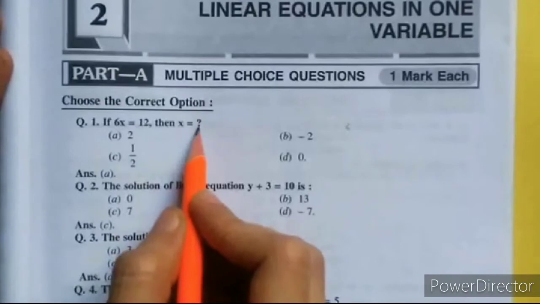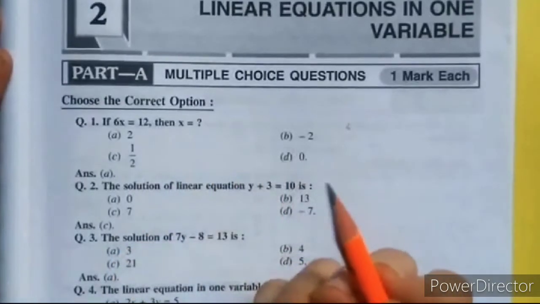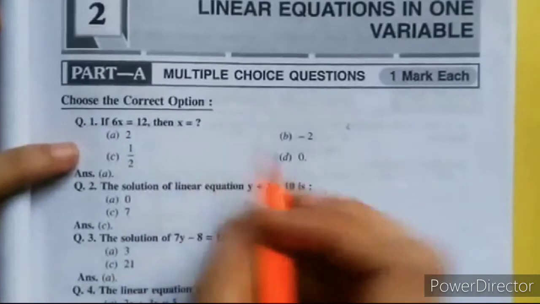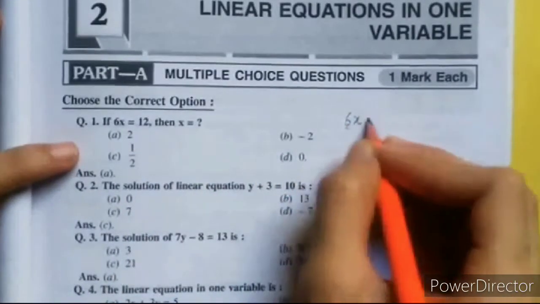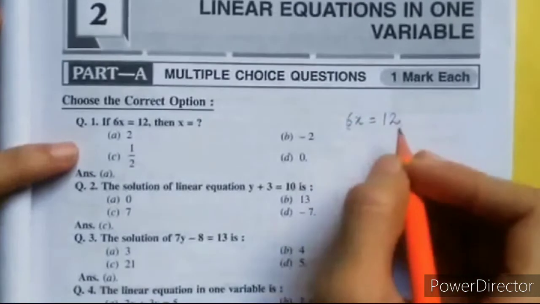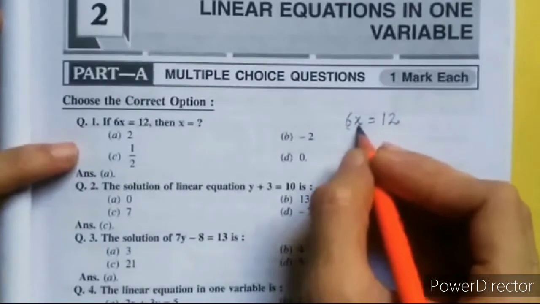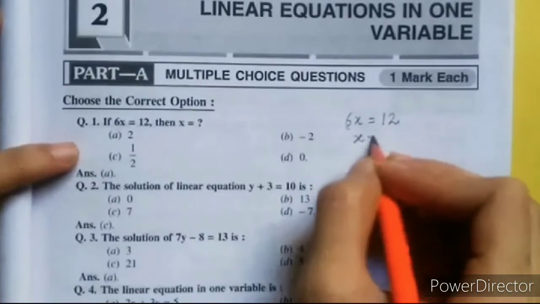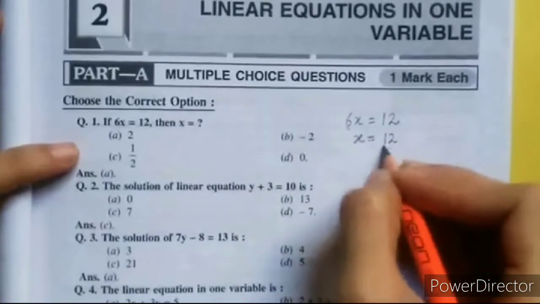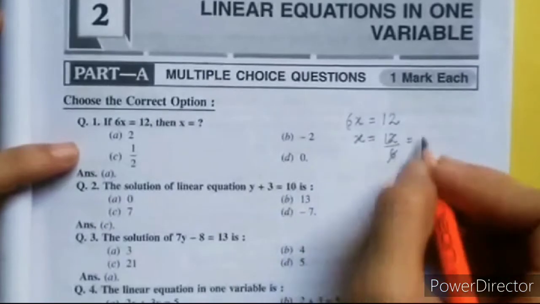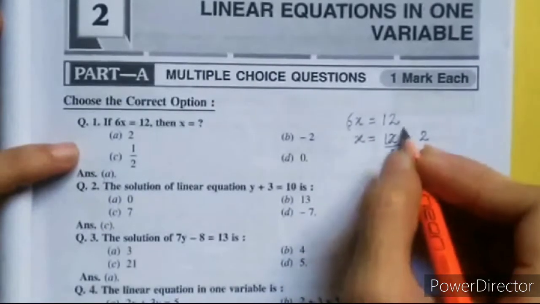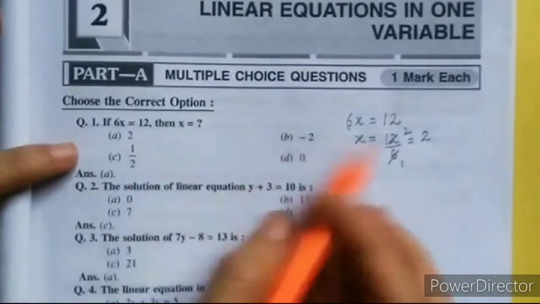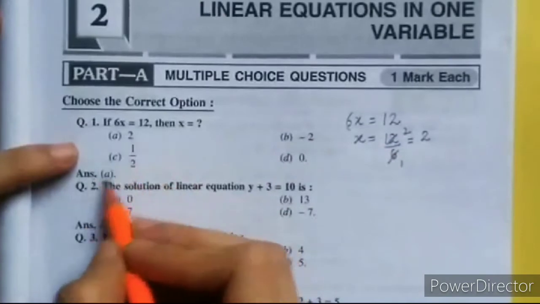Here we should find the value of x. In the equation, 6 and x are in multiplication. So 6x equal to 12. To find the x value, that 6 we should transfer to the right hand side. It will become division. That is x equal to 12 by 6. That gives 2. Therefore, x value is 2.